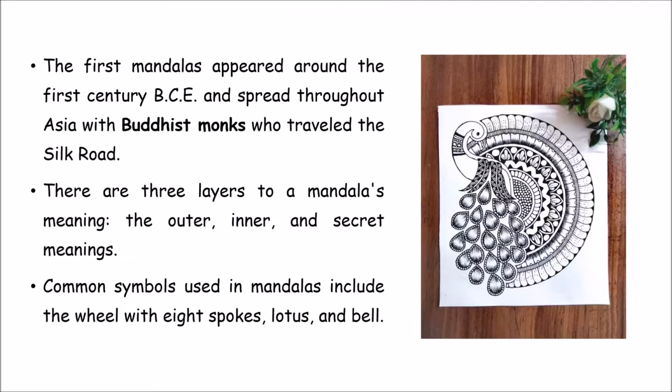Okay. So the first mandalas first appeared around the 1st century BC, and this spread all throughout Asia with the Buddhist monks who traveled around the Silk Road. And there are 3 layers to mandala. The basic thing is the inner and the outer, and the secret meanings which each of them try to share. The common symbols which we use are the wheel, which has spokes in it, usually 8 spokes, the lotus, the bell. All these are the usual pictures.